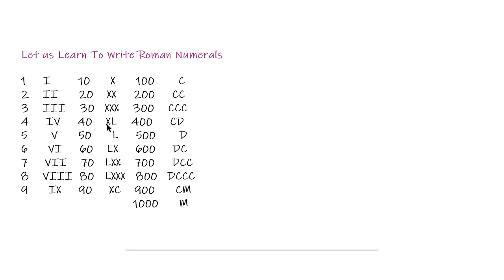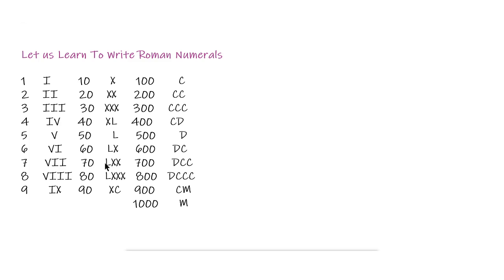40 is XL. L is 50 and X is written to the left of L, so 10 is subtracted from 50. So 40 equal to XL. 50 equal to L. 60 is written as LX. L is 50 and X is 10, 50 plus 10 is 60.